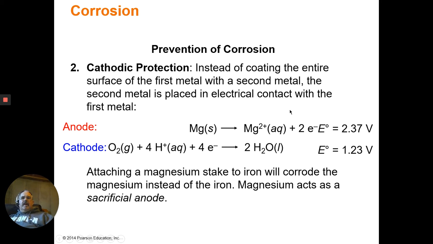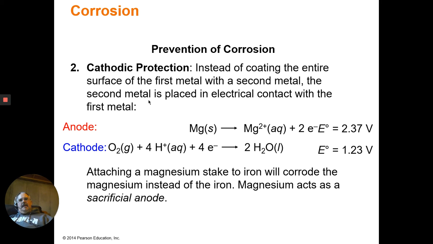Another way of preventing corrosion is cathodic protection. Instead of coating the entire surface of the first metal, a second metal is placed in electrical contact with the first metal. Some of the places where you see cathodic protection include pipelines and offshore oil drilling platforms. It's impractical to plate the entire object.